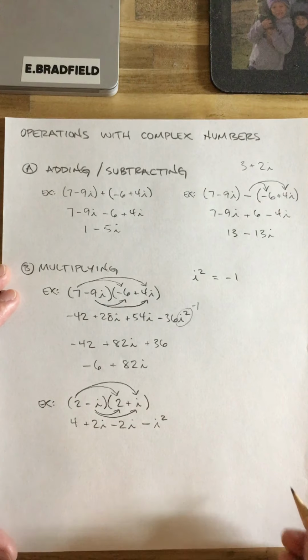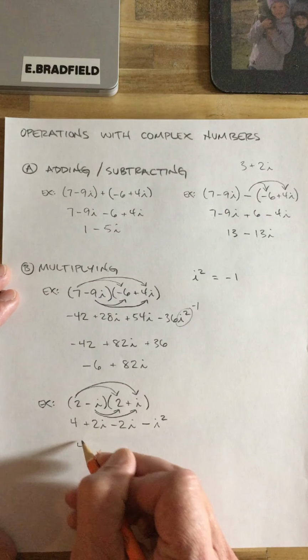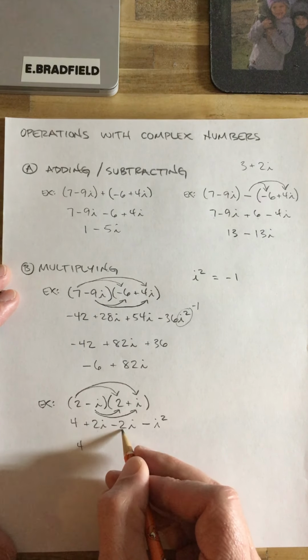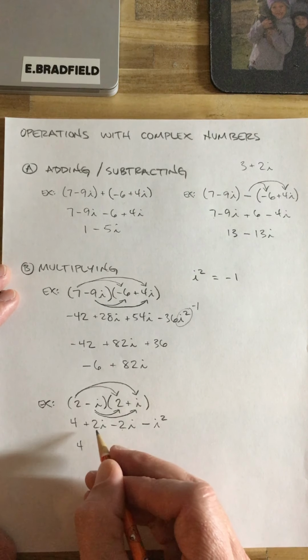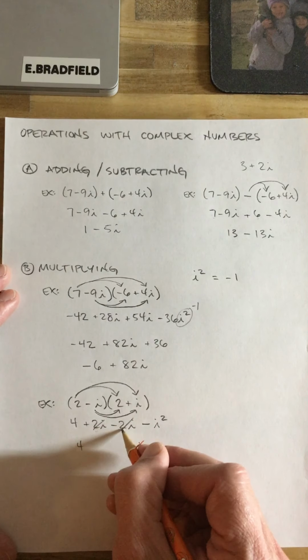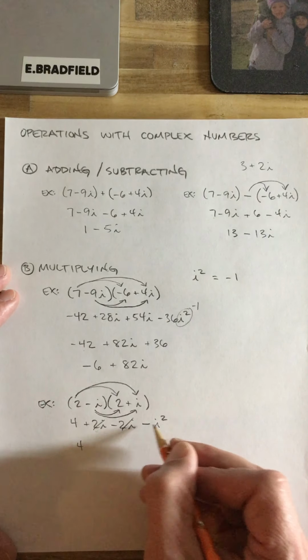All right, and let's go ahead and combine like terms. We have 4. Now, 2i minus 2i, they cancel, don't they? So they're gone. Then we have minus i squared.